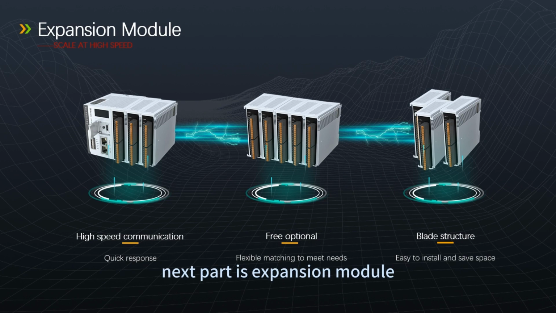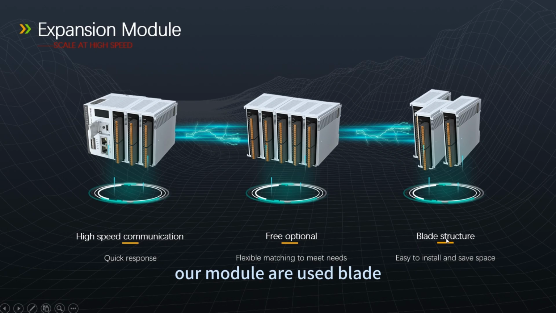Next part is the expansion module. Our modules use a branch structure. This is the same as the 6V. Users can insert and pull out the module directly. Because our module is narrow, it is easy to install and can save a lot of space.